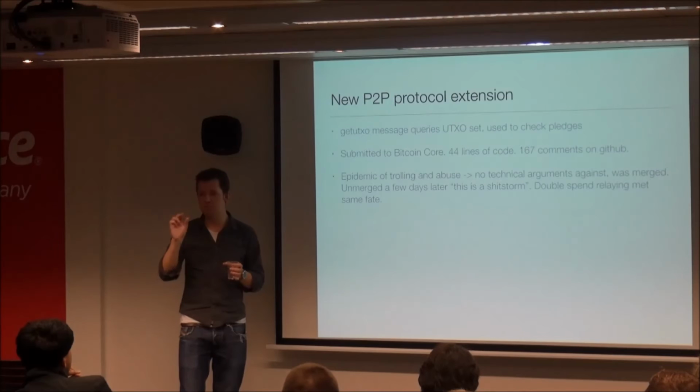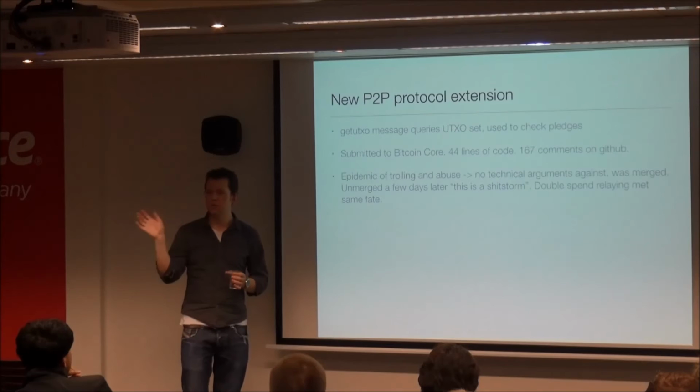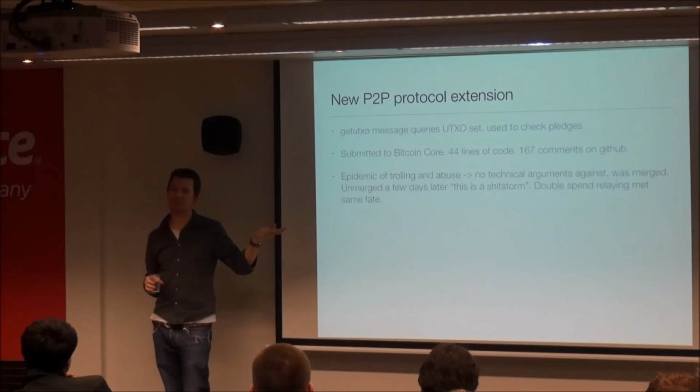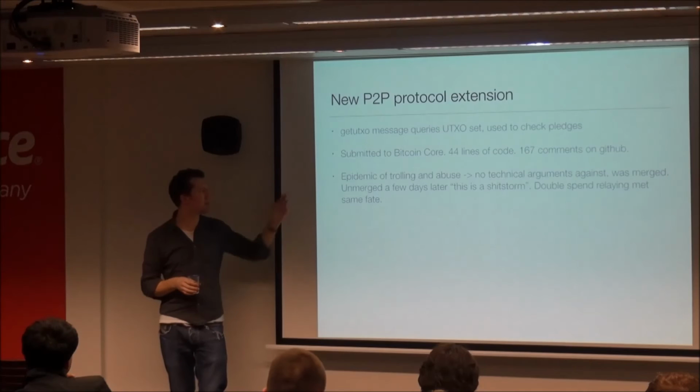So double spend relaying is a feature where we change the network so these double spends get propagated around as well, so you can detect them. But that didn't make it either. And actually, that was written by Gavin Andresen, who is the guy Satoshi left in charge of the Bitcoin project. He wrote this feature, and he implemented it. It got merged again. It was committed.